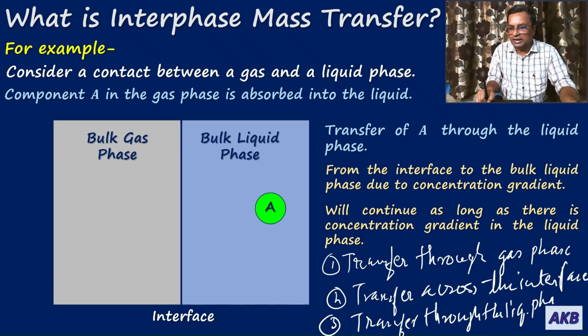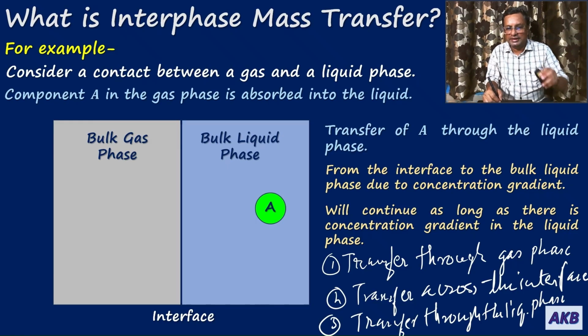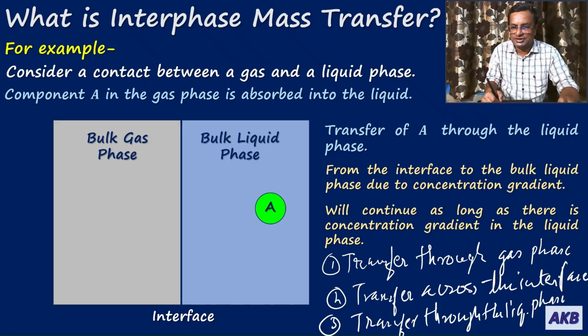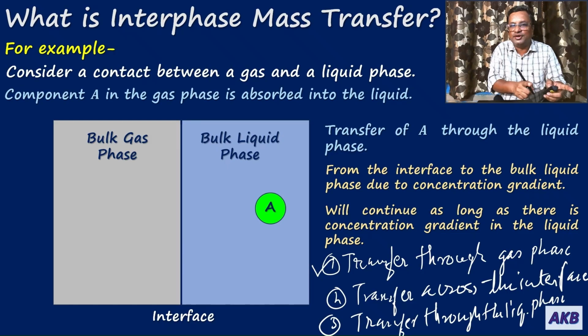So you can say that in this case, interface mass transfer has occurred in 3 steps, and in general, these 3 steps are followed. One is transfer through one phase from bulk to interface, then crossing over the interface, and then you have transfer from interface to the bulk in the second phase.